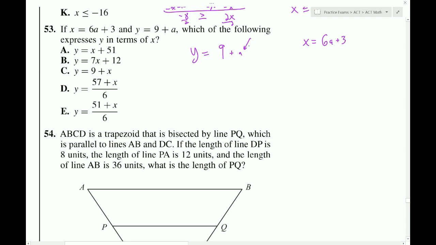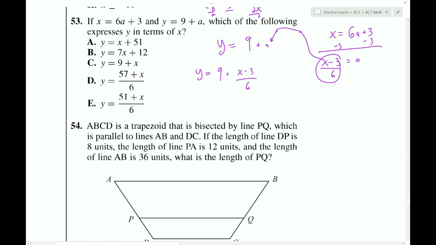To get rid of it, we need to isolate a in the other equation. Okay? So we subtract 3 from both sides. X minus 3 is 6a. Divide by 6. And that gives us a, right? So we can then plug this in to the other equation. So y is equal to 9 plus x minus 3 all over 6. Is that a choice? Doesn't look like it, right?